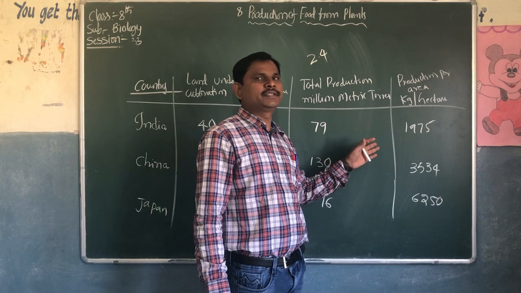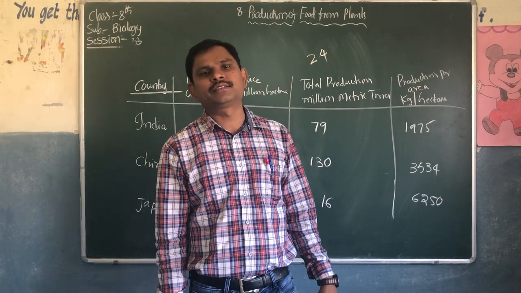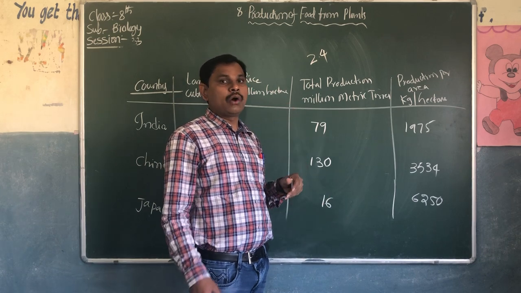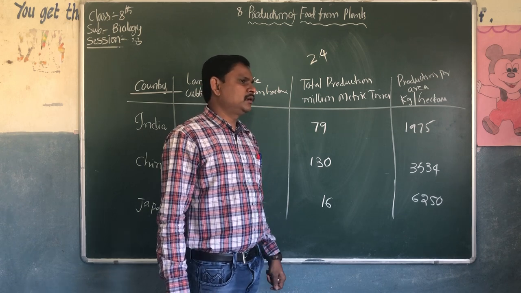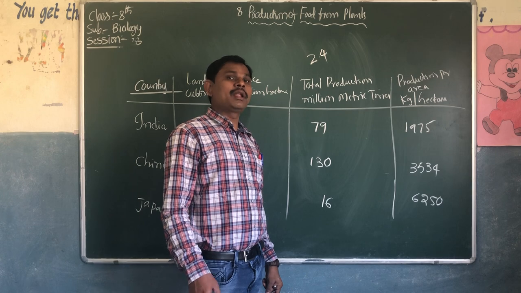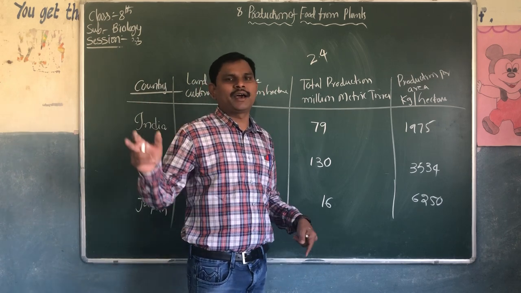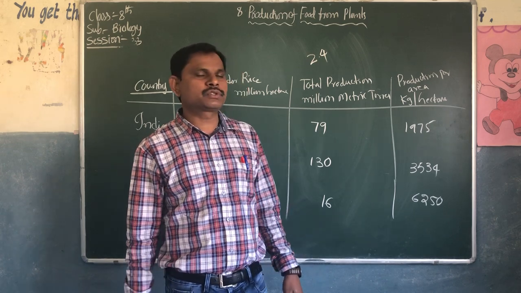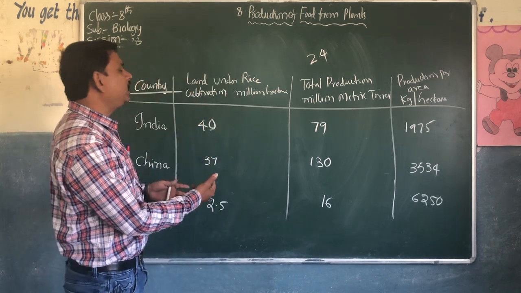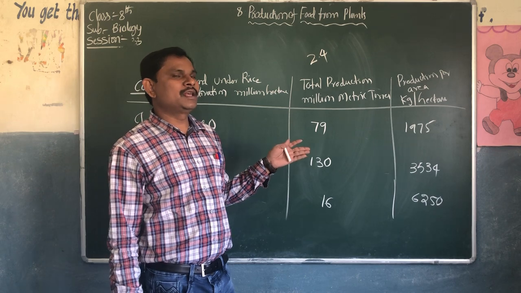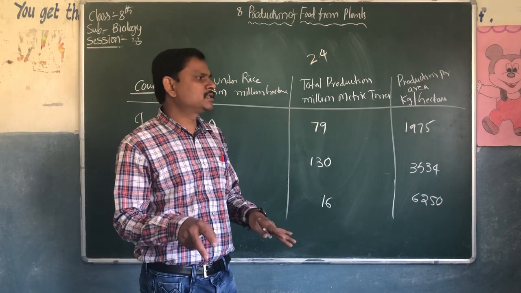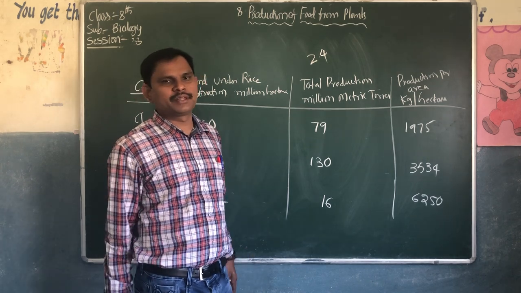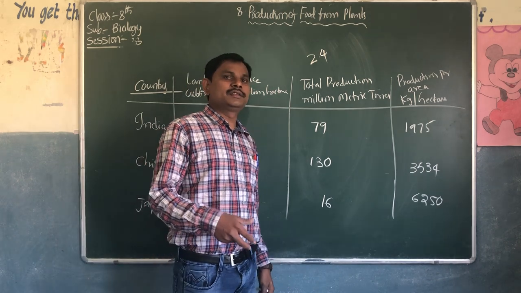Where is 1975? Where is 6250 kg per hectare? This is the difference between the other countries and us: how much production they are getting, how they are developing technologies, how far we are compared to other countries. In 1 hectare of land, they are getting 6250 kg. Even though we have plenty of land, we are getting less production. Even though they have very little space, their production is very, very high. That's why they are already developed countries.